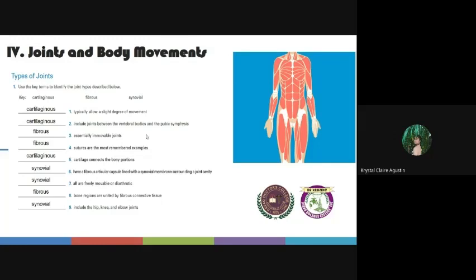And number 8, bone regions are united by fibrous connective tissue. It is the fibrous joint. And lastly, number 9, it includes the hip, knee, and elbow joints. And it is the synovial joint.